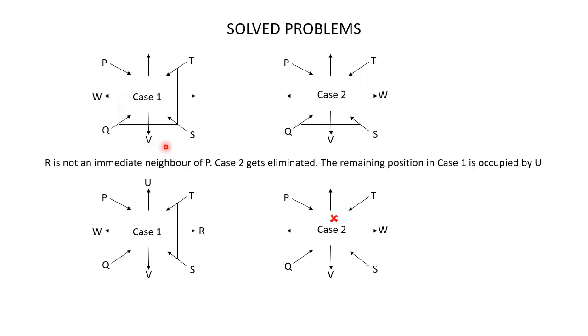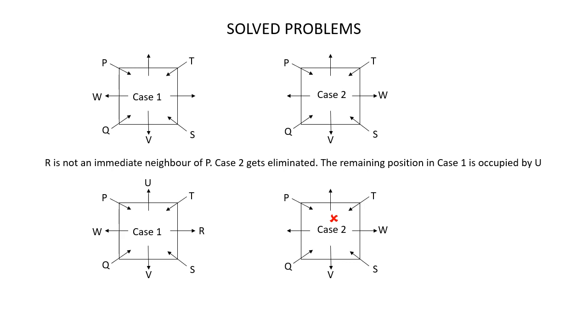This is case 1 and this is case 2. It's given R is not an immediate neighbor of P. So in case 1, R cannot sit here because he is not the immediate neighbor of P. So this will be the position for R, and the remaining position will be occupied by U. So mark R here and mark U here.